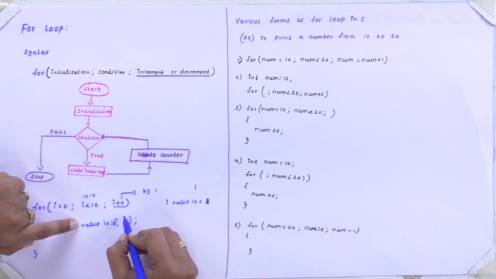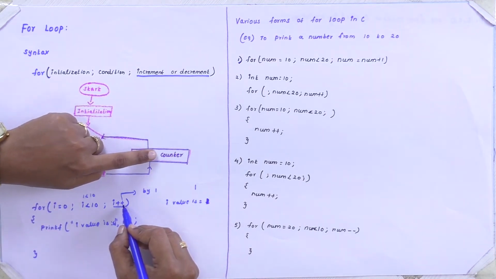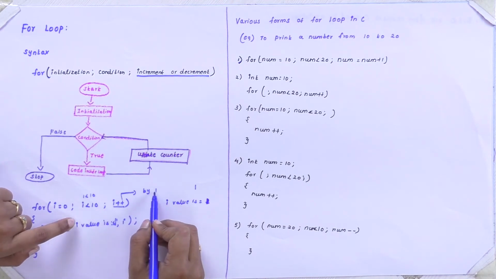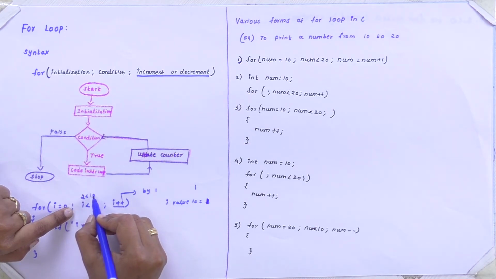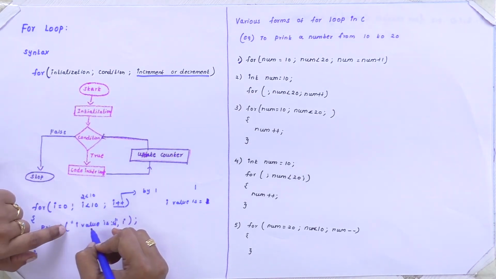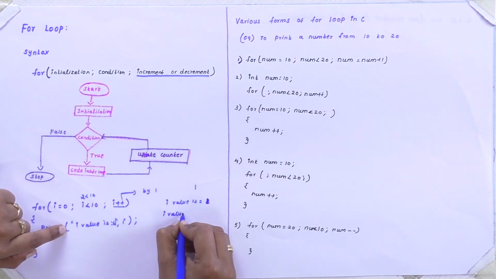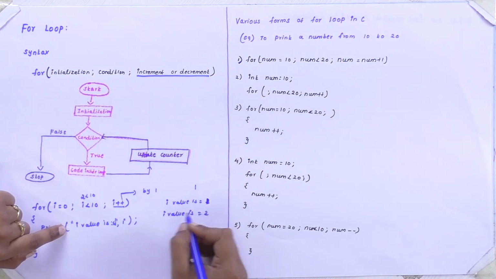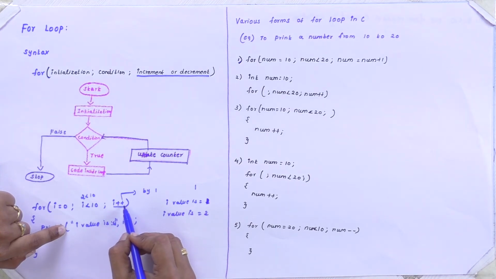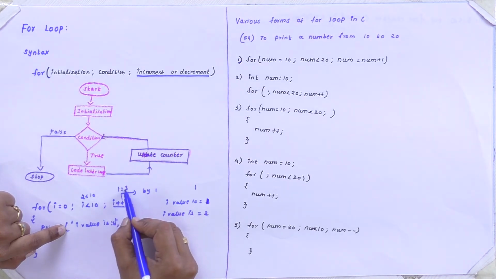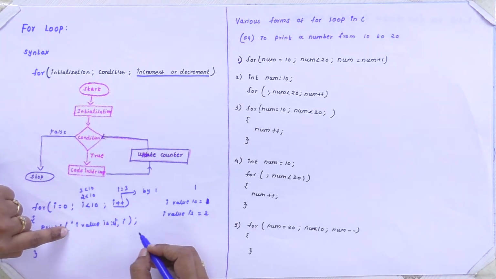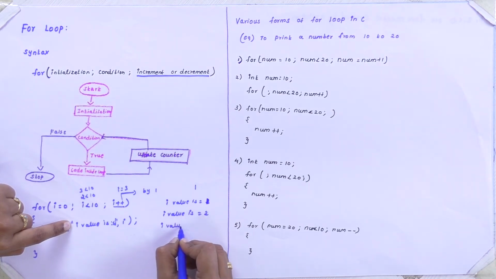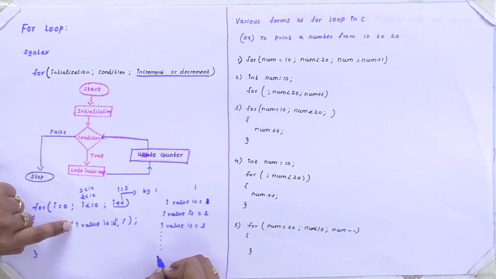Next it will go for the update counter and increment the value to 2. Again it will check the condition, 2 less than 10. The condition is true, so it again comes inside the loop and prints "i value is 2". Then again it goes for the update counter. Now the i value will be 3. 3 less than 10, the condition is true. Then it will print the statement "i value is 3".